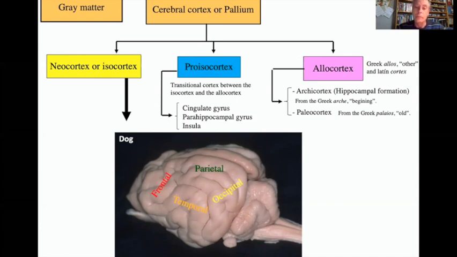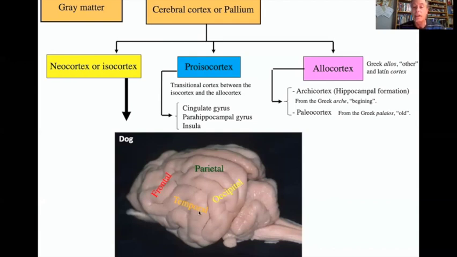This is a dorso-posterior lateral view of a dog's brain. And we see the neocortex is the more extended cortex here. You see, everything, this is the neocortex. And the neocortex is divided in different areas according to the bones that cover these areas: the frontal cortex, the parietal cortex, the occipital cortex, and the temporal cortex.